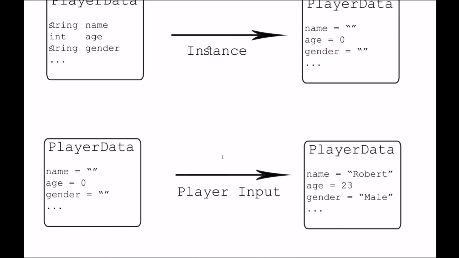Using the player input, this object will then be filled with player data. So the state of my object changes from empty to a new state. And this state is what we want to save and recreate when the player plays the game again, so that in the next session, instead of creating an empty instance, we create this state of our object.